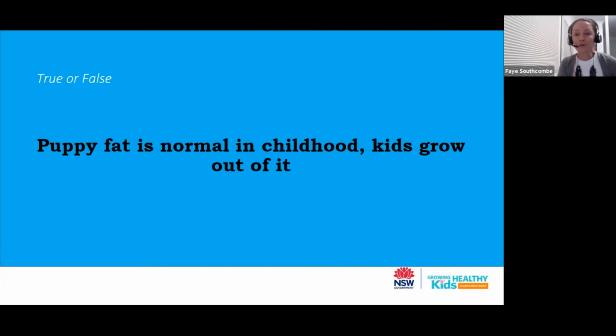So true or false? Puppy fat is normal in childhood and kids will grow out of it. So this is also false. And the transference of obesity in childhood into adulthood is one of the greatest risk factors associated with obesity in childhood. So in fact, 88% of children and young people who are affected by severe obesity and 80% of children affected by obesity will go on to have obesity or severe obesity as an adult. So there's a very high level of transference. For overweight, it's around 64%.